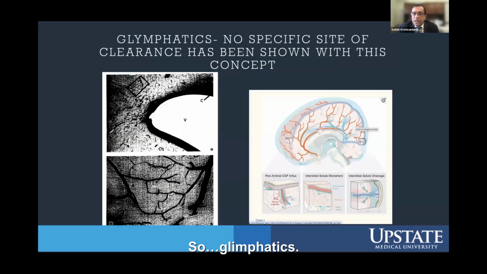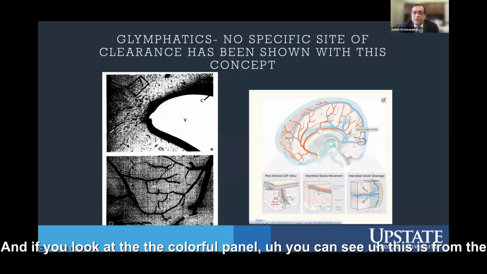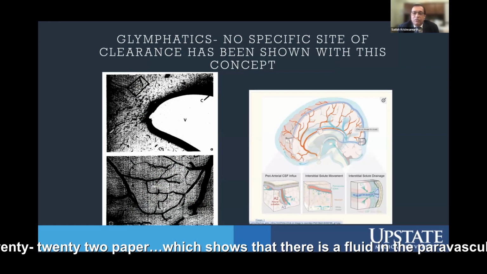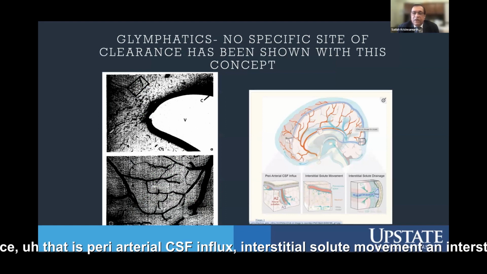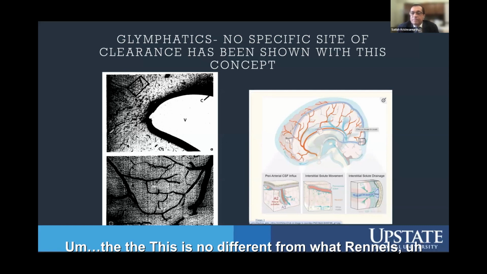So glymphatics, the concept of glymphatics was elaborated by Nedergaard. And if you look at the colorful panel, you can see this is from their 2022 paper, which shows that there is a fluid in the paravascular space. There is periarterial CSF influx, interstitial solute movement, and interstitial solute drainage. And if you look carefully, it is going to the sinus. This is no different from what Reynolds wrote in 1985 in terms of observations.